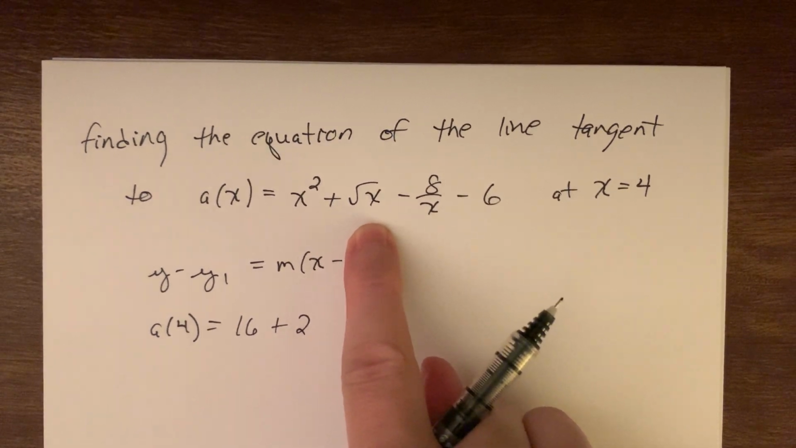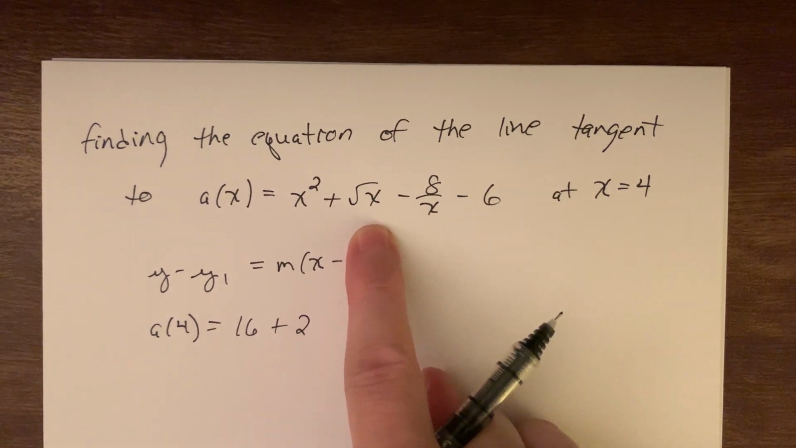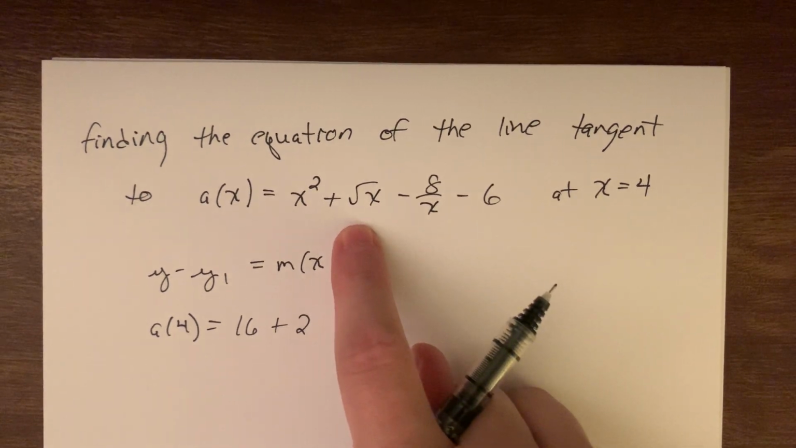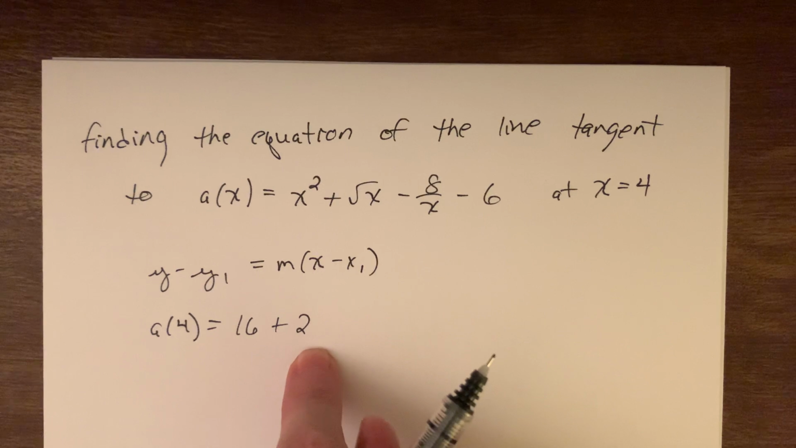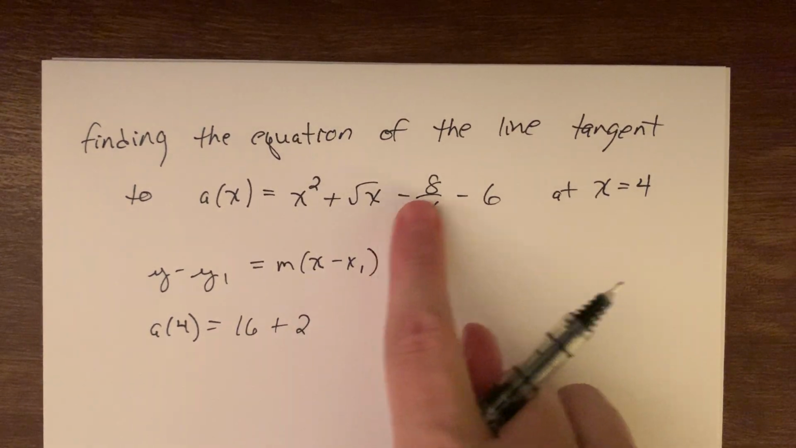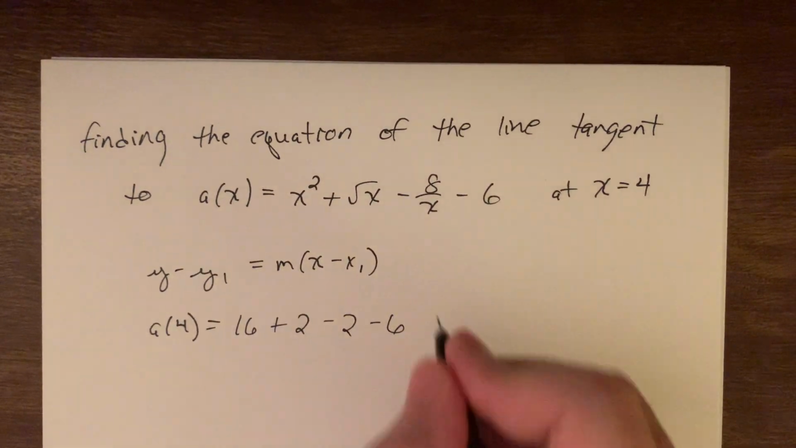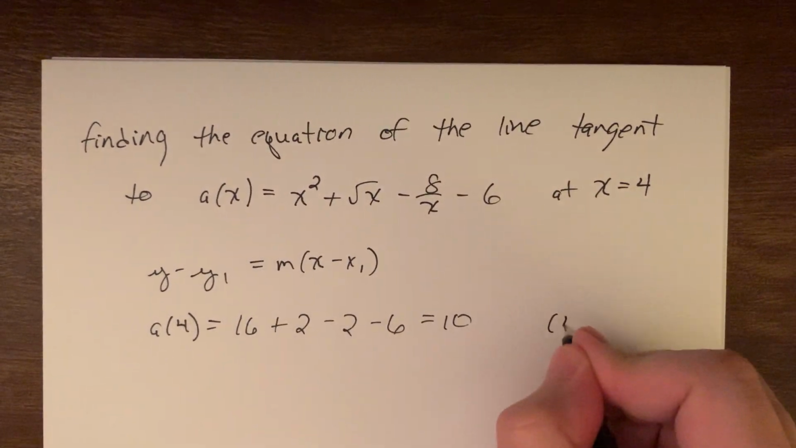By the way, everybody, don't say plus or minus. If you have x squared equals 4, then the answer is plus or minus 2. But just taking a square root when it's already there, it's a plus because the plus is there. If it was a minus, then it would be a minus 2. That's it. Minus 8 over 4, that's a minus 2, minus 6. So a of 4 equals 10.